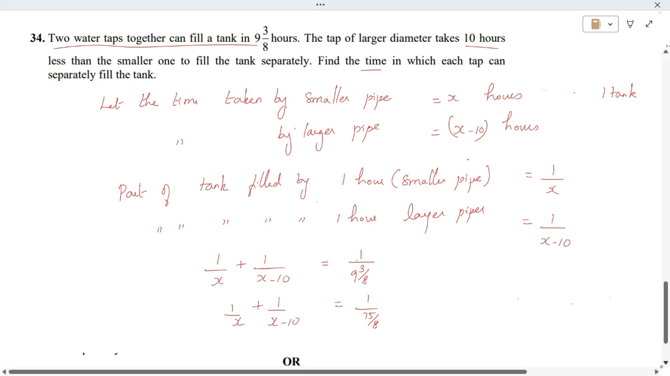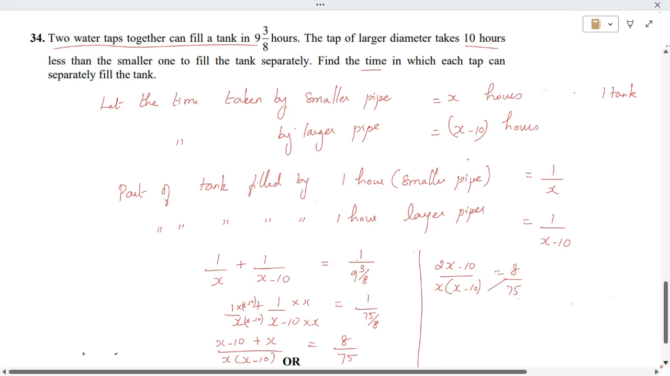So now take the LCM. So this is going to be x minus 10 plus x by x into x minus 10, isn't it? I don't have x minus 10 here, so I'm multiplying by x minus 10, and here I am multiplying by x, if I take the LCM. And this will be reciprocated, so it becomes 8 by 75. So now x minus 10 plus x will be 2x minus 10 divided by x into x minus 10 is equal to 8 by 75.